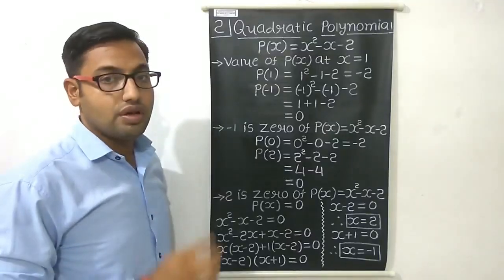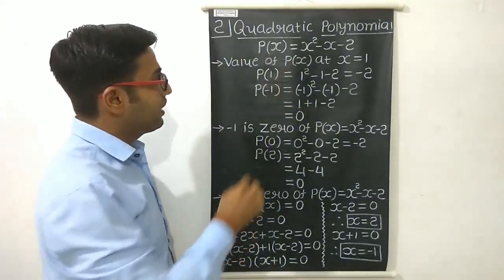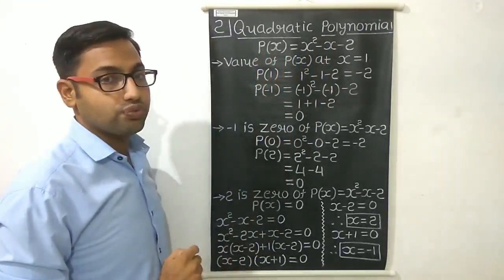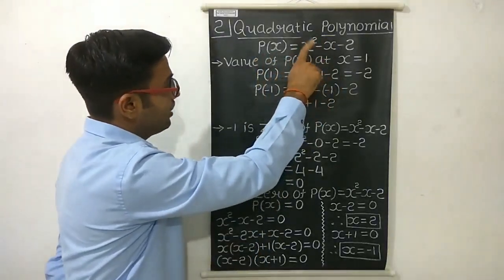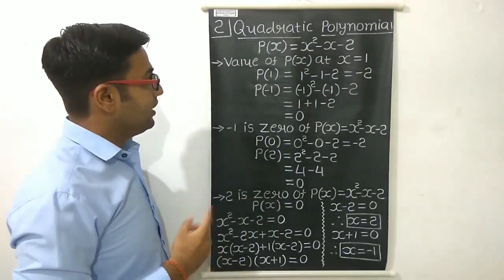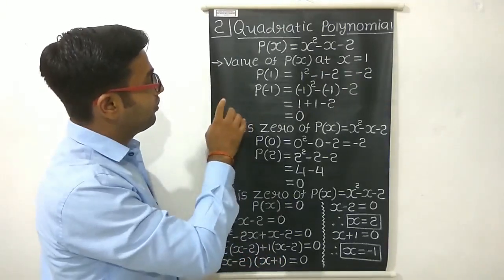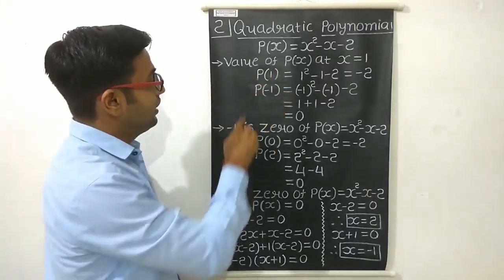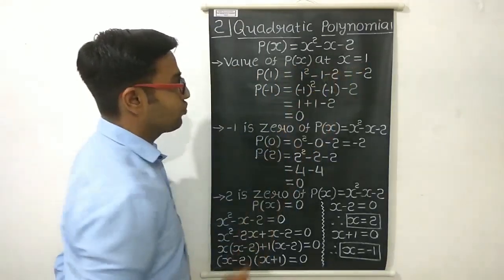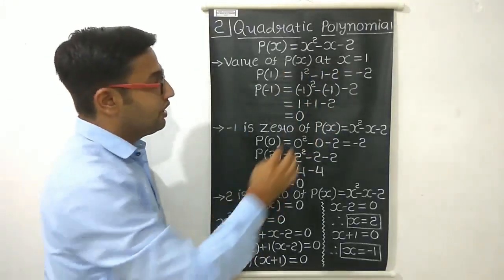Okay. So the second type is the quadratic polynomial. One example of a quadratic polynomial is p of x is equal to x square minus x minus 2. Here the degree of this polynomial is 2. That is why it is in the category of quadratic polynomial. So again, as we have seen in the linear polynomial, we will find the value of this polynomial at different numbers. Suppose the value of p of x at x is equal to 1. We have to put 1 instead of x.